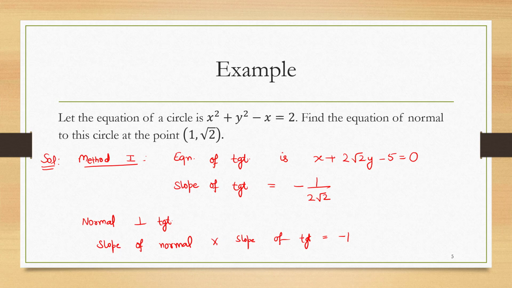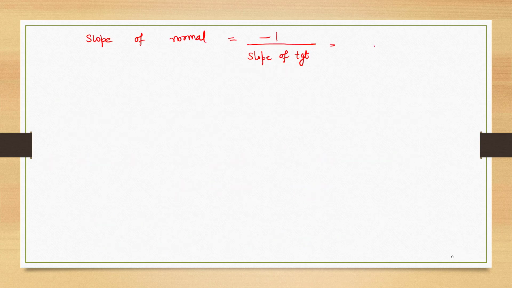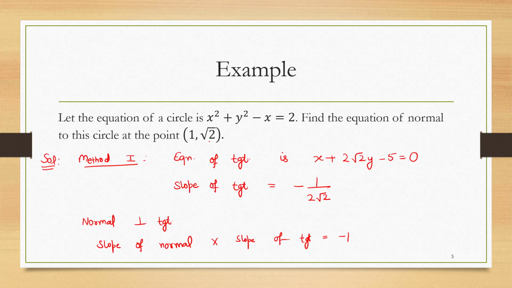That is, slope of normal is equal to minus 1 by slope of tangent. And we have seen that slope of tangent is minus 1 by 2 square root 2. So the slope of normal is 2 square root 2. So now we know slope of normal. Also, normal passes through the point 1, square root 2.